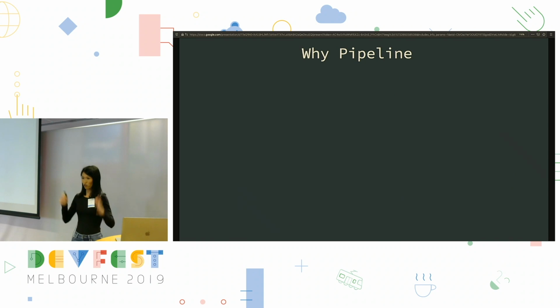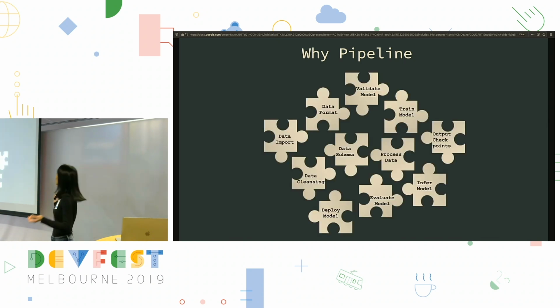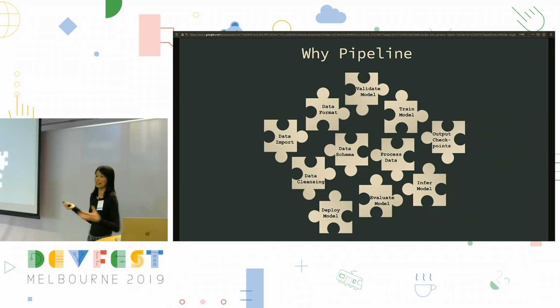Before we have a structured pipeline for machine learning projects, all the moving pieces required are like this. You have to import the data, clean the data, define the data schema, format the data, and then process the data before the model training. During the model training, you sometimes output some checkpoints to make sure that the model performs okay. Then you have to validate and evaluate the model before you could serve it or do model inference and then deploy it. So there are a lot of moving pieces here, and it can get a little bit messy.